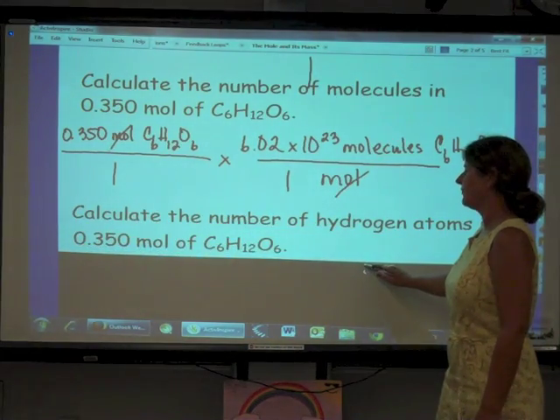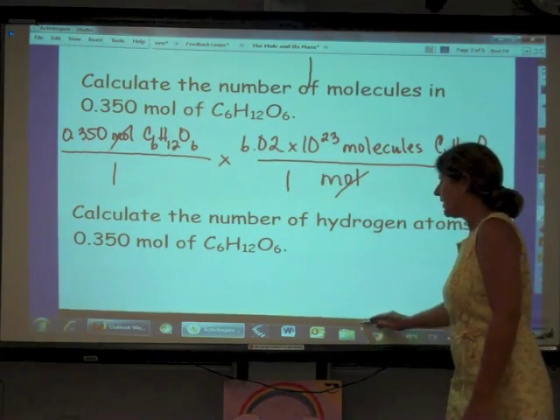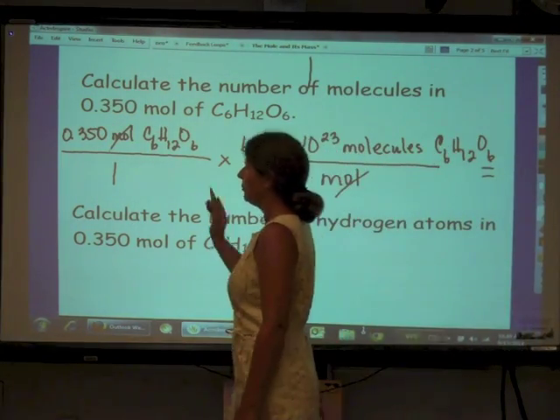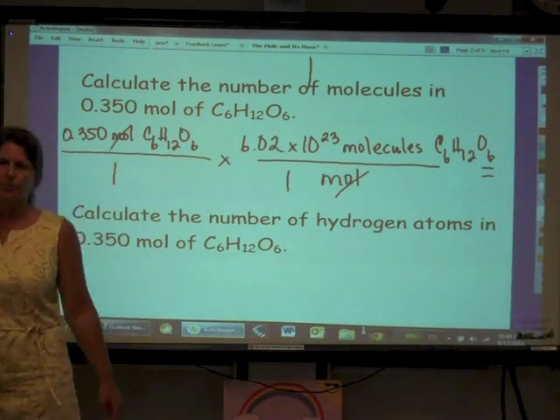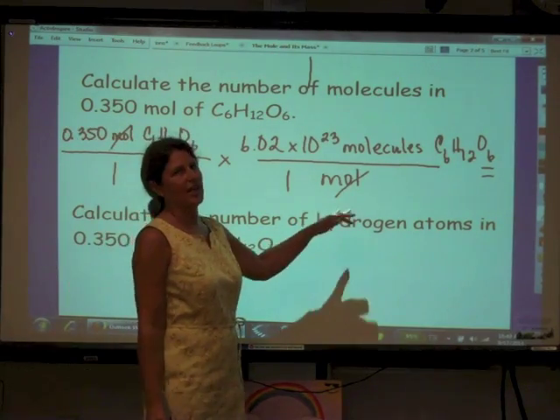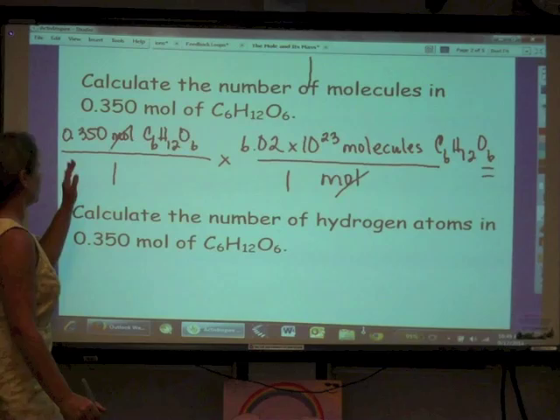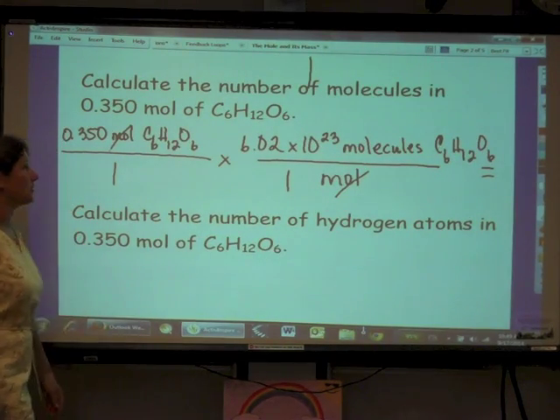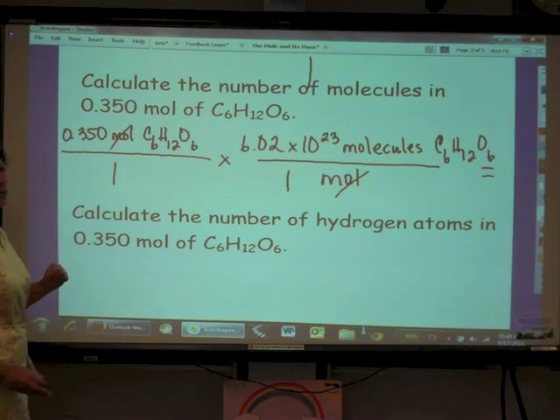What if we don't want to know how many molecules 0.350 moles represents? What if we want to know how many hydrogen atoms are in 0.350 moles of glucose? So now I'm just going to go one step further in my dimensional analysis. I'm going to begin with what I'm given.